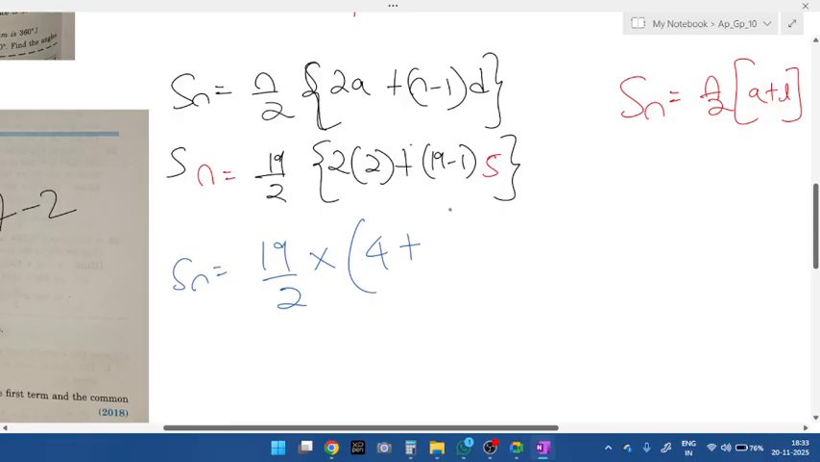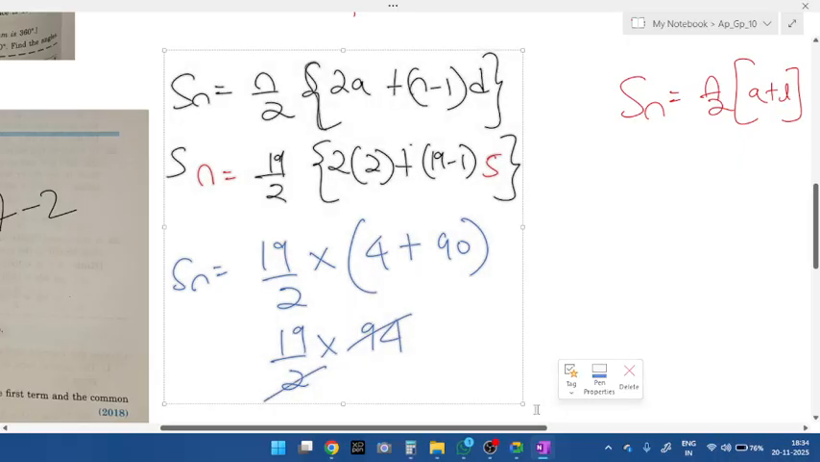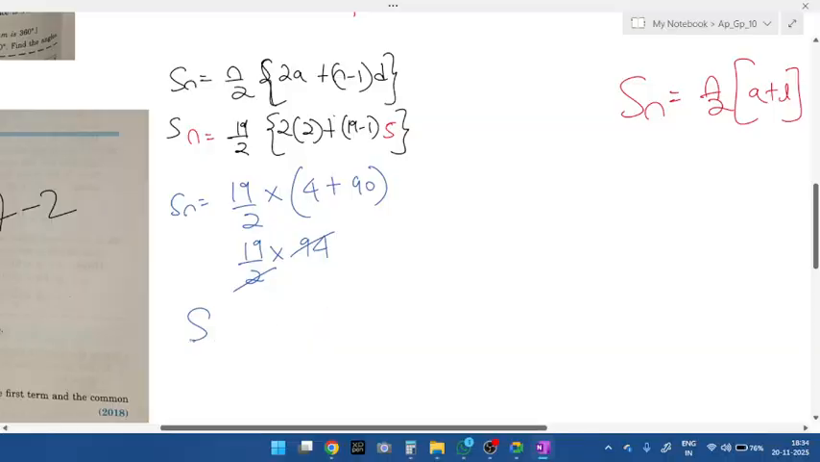How much is 18 into 5? 19 minus 1 is 18. 18 into 5 is 90. 19 divided by 2 into 90 plus 4 is 94. Board maths question: first solve the bracket, reduce it. What do you get? S of n: 19 into 2 4s are 47. Okay, calculate this. That will be the sum of these numbers.